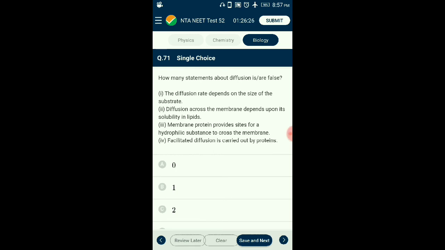Diffusion is a slow process, depends on the size of substances. Smaller the size, faster is the diffusion. The diffusion of any substance across a membrane depends on its solubility in lipids. Substances that are soluble diffuse faster through the membrane.